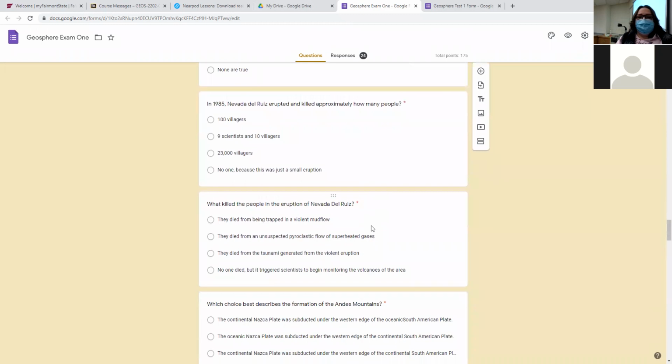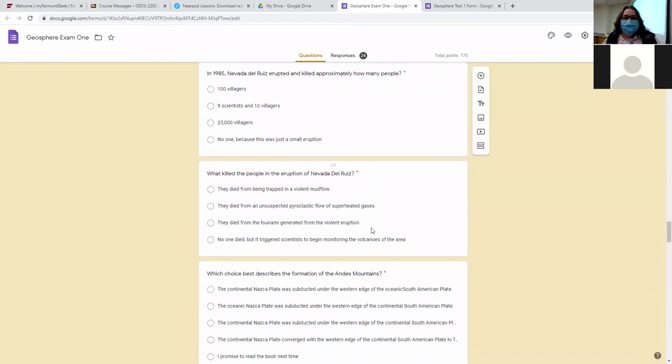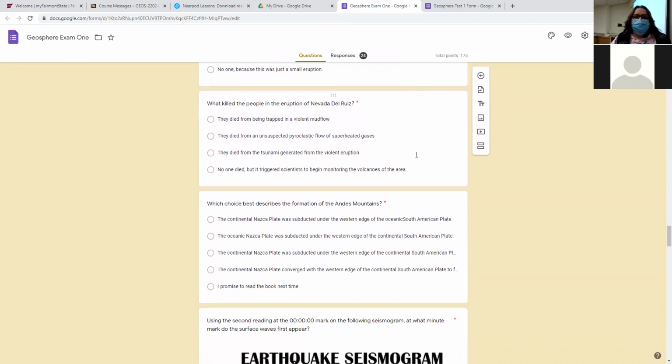Now the book that you're supposed to read. And I tried to make it really far apart, so that it's 100 versus 23,000. The answer is, ding, ding, ding, 23,000 people died in that eruption. And what killed them? This is what was so sad. It was the mud flow, also called a lahar, which we'll get into more.